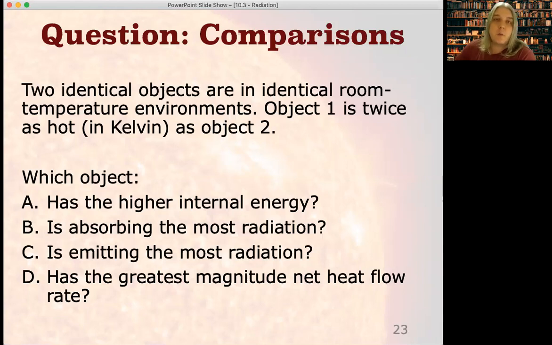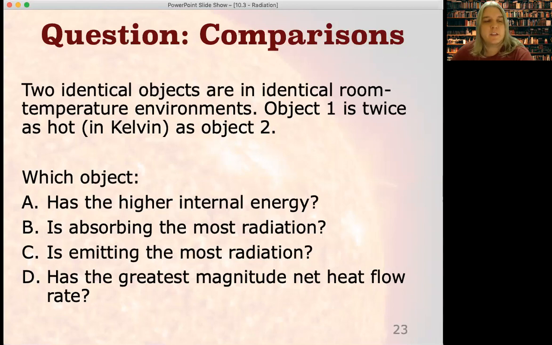But for part C, it won't be the same. Which one is emitting the most radiation? Well, the hotter an object is, the more it emits. Since they're identical, we don't have to worry about their emissivity or anything else, just their temperature. The hotter object will emit more radiation. So for part C, the answer is object 1.